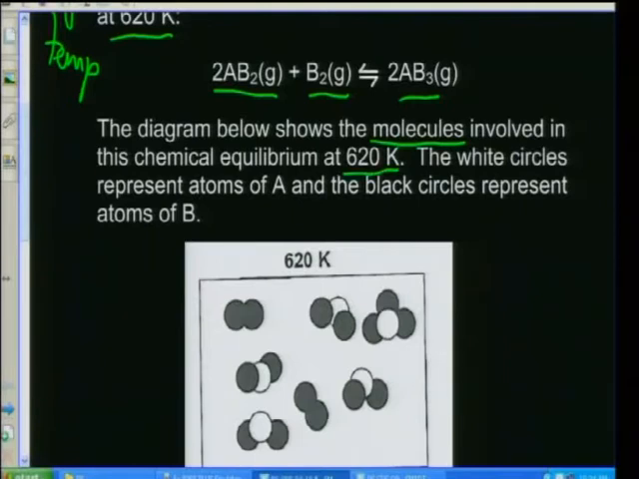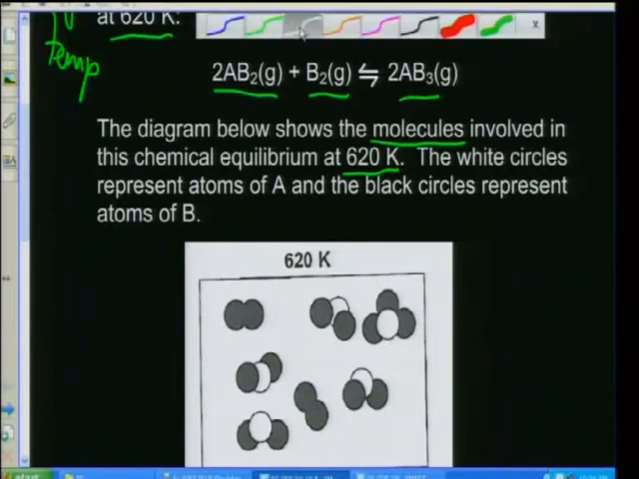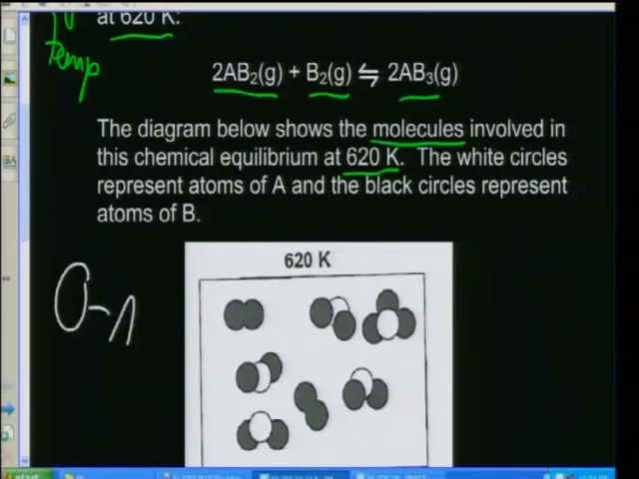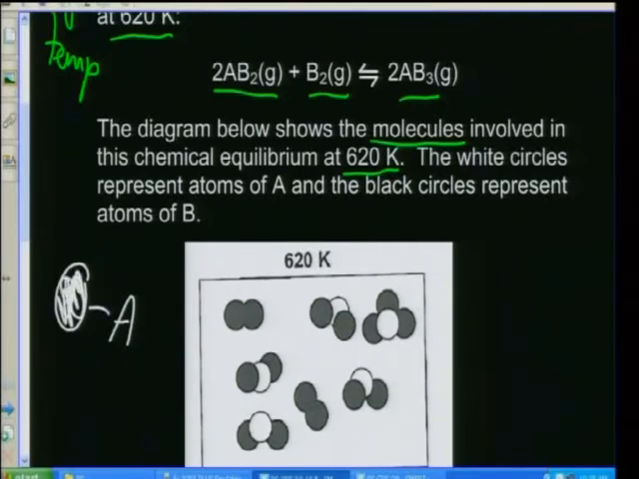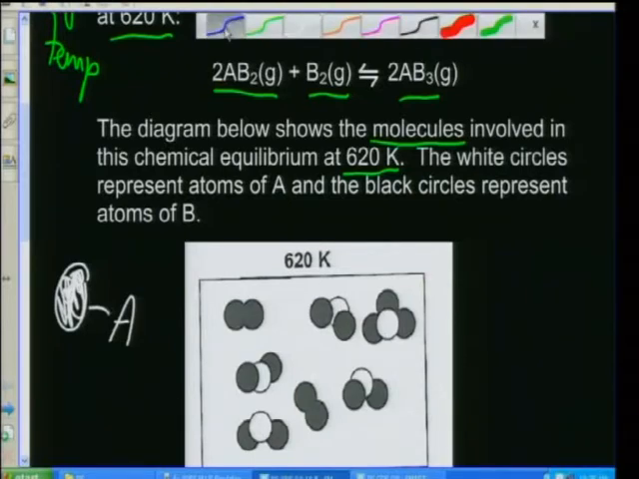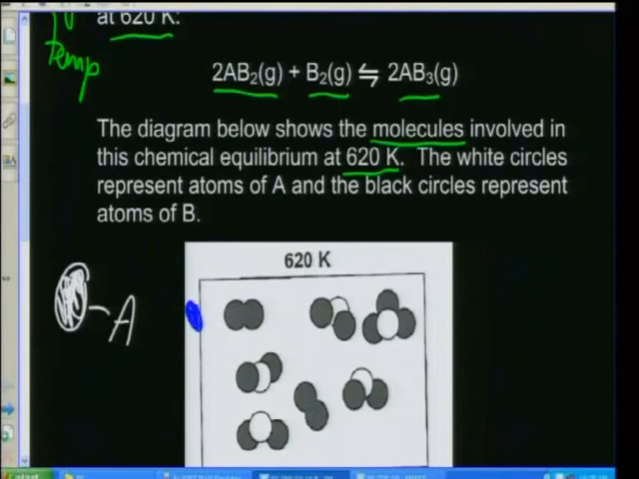The white circles, now we want to remember this, so we're going to take a note of it. The white circle is A, and let's have a look what they say. B is the black circle. So the colored one, the one that's black, that's B.